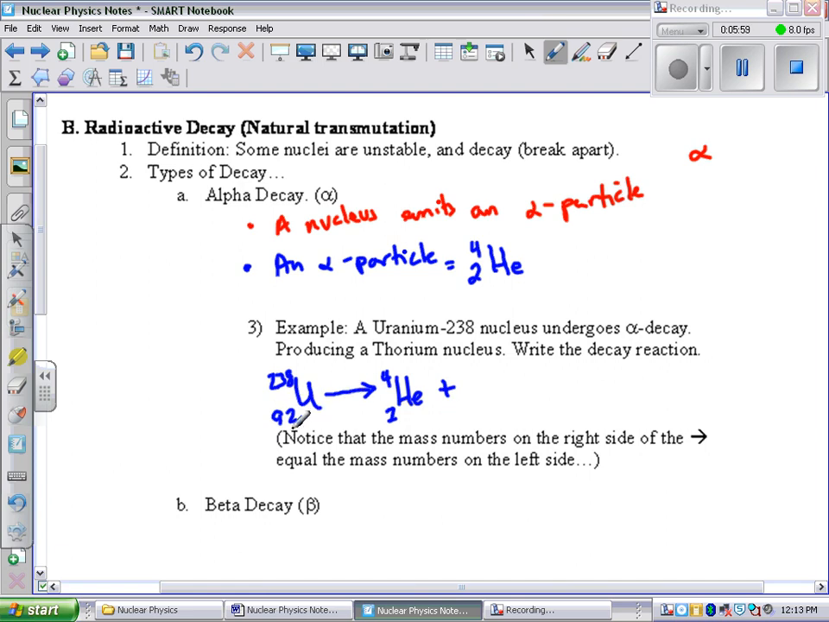I have 92 protons, or a charge of 92. Charge has to be conserved, so I have to have 92 on the other side. I already have 2 here for the alpha particle, so this is going to be 90. And then the mass numbers also have to balance because mass is conserved. So 4 plus something equals 238. This must be 234. And then if I look up number 90 on a periodic table, I find that it's thorium. That's why I didn't have to tell you it was thorium, because once you get this number down here, you're going to know what it is by looking it up on a periodic table.